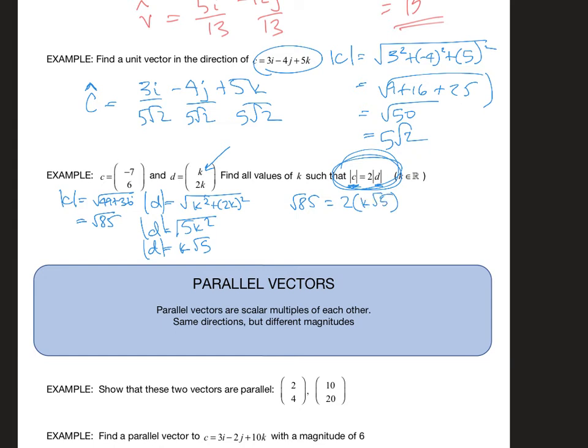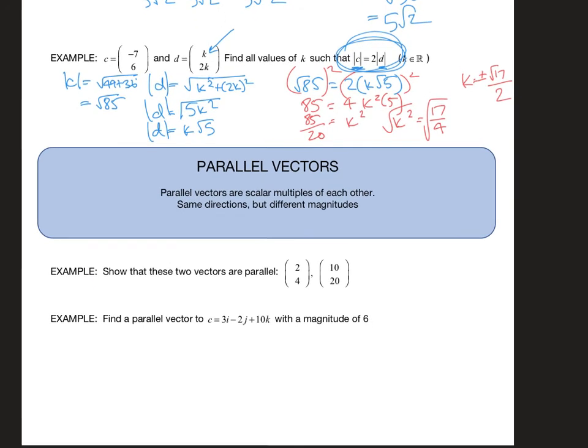All right, so let's see. I'm thinking that to get rid of those square roots on both sides, let me just square both sides of this equation. 85 equals 4k squared times 5. Simplifying for k squared, I have 85 over 20. Reducing that, I get 17 over 4. And lastly, taking the square root, I get plus or minus rad 17 all over 2.